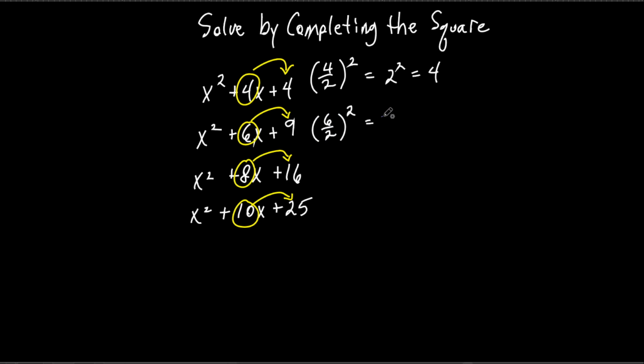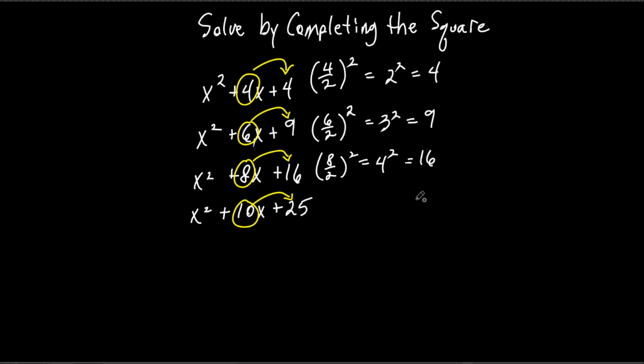6 divided by 2 is 3. 3 squared is 9. Yep, it works for that one too. Let's see if it works for the next one. 8 divided by 2, squared. Let's see if it works. 8 divided by 2 is 4. 4 squared is 16. Yep, that works.